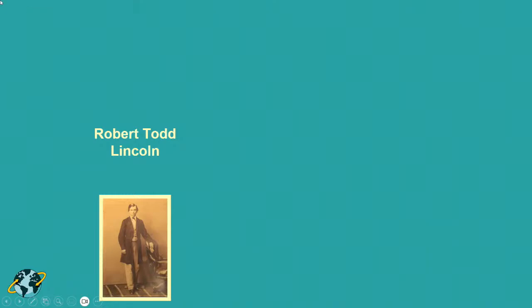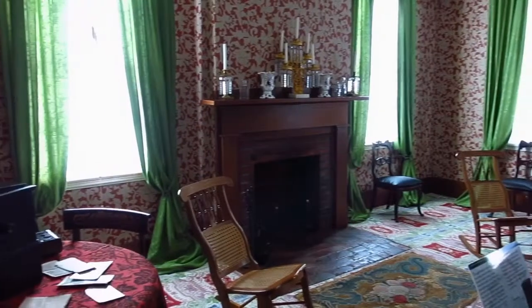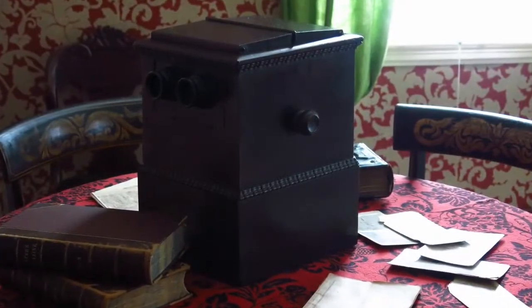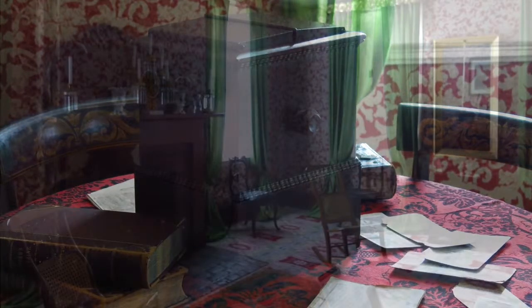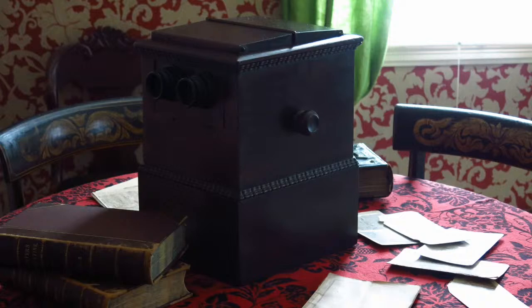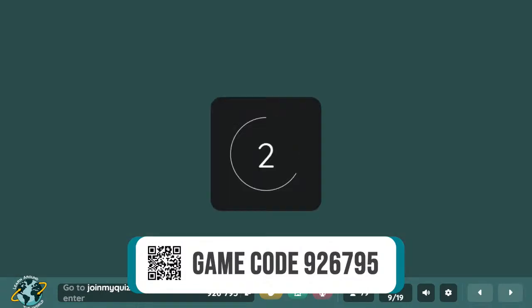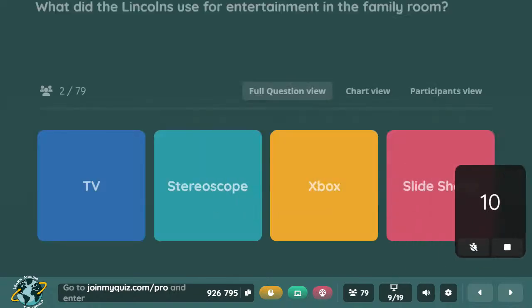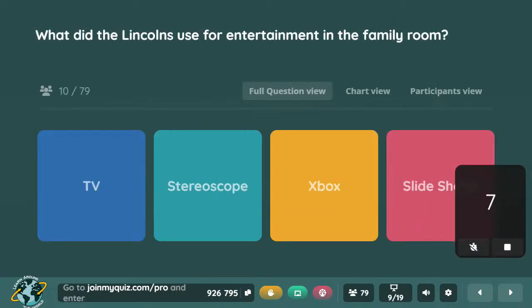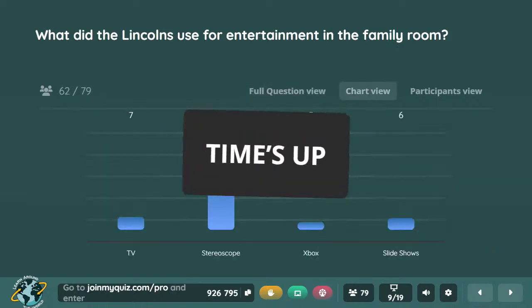All right, so when we come back to the family room, now we know there would be all boys in the family room, right? And they would participate in family activities. And what type of entertainment do you think the Lincolns had? What was their favorite form of entertainment? You can let me know right now if you're playing along on quizzes. All right, so it was a stereoscope.